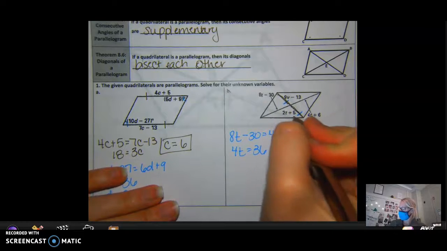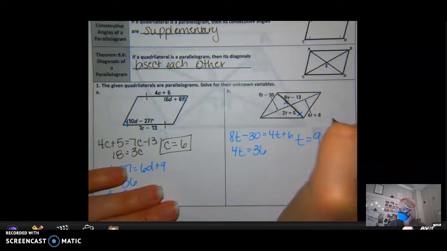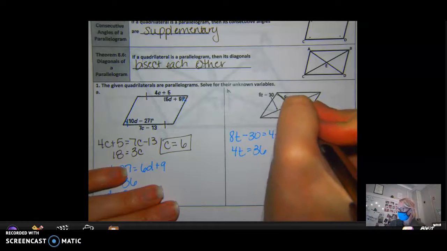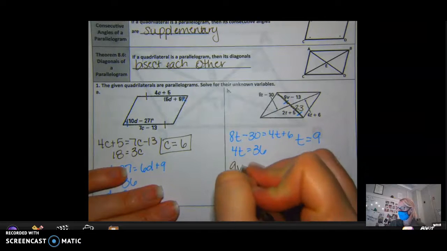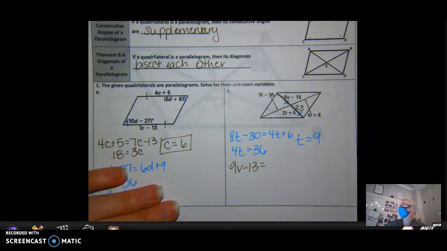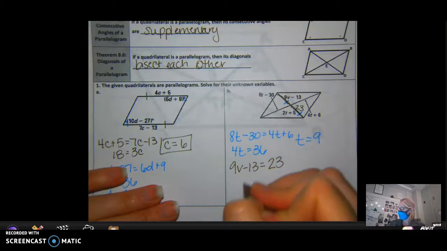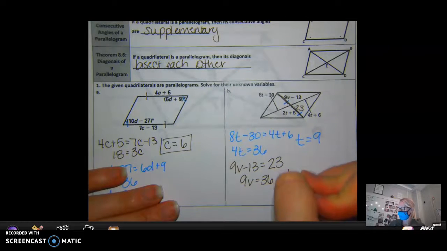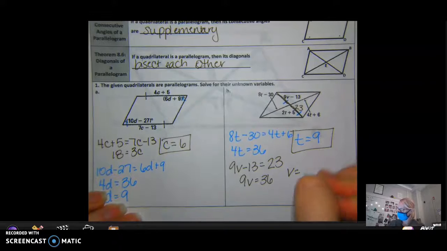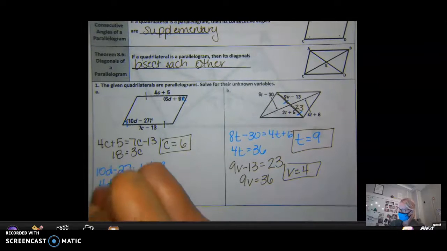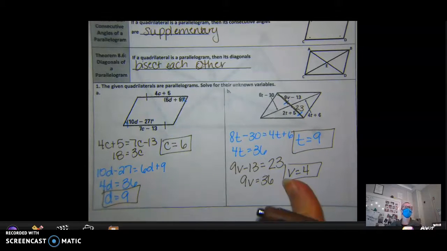So what's 2 times 9 plus 5? So that length is 23. So 9V minus 13 has to equal how much then? At 23, right? I'm going to add 13, so I get 9V equals 36. So what does V equal? Awesome. Any questions on those guys?